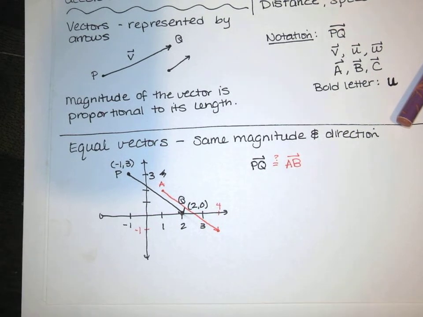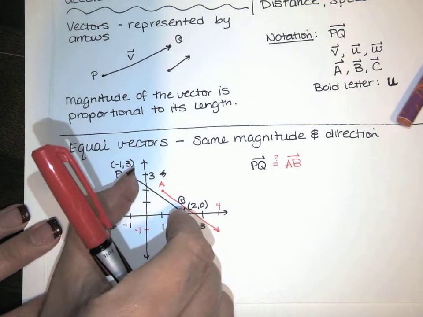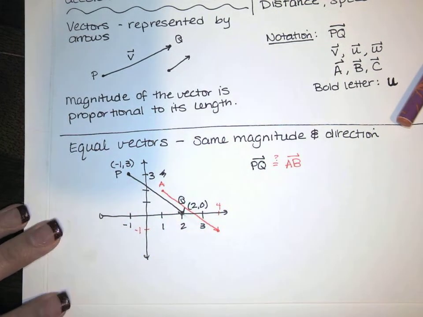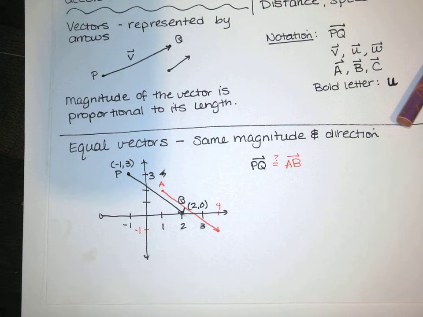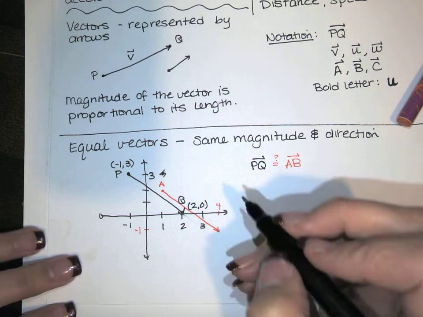Now, if my grid was perfect, I could just look at it and see if the slopes were the same and those two lengths are the same, and I could say that these are equal. But one way to show that vectors are equal, a better way, a more systematic, easier way, is to look at each vector's component form.